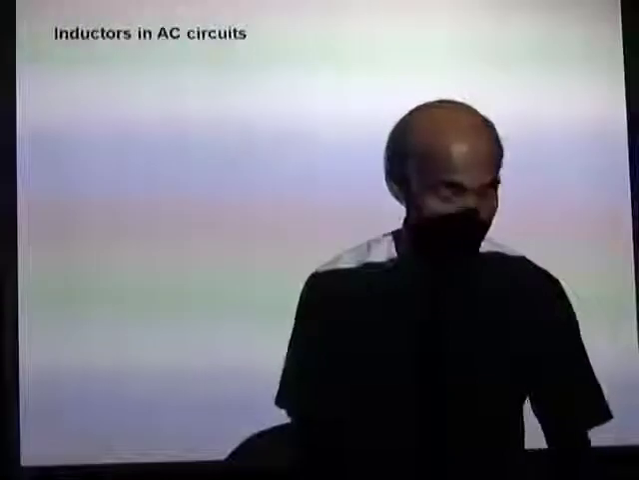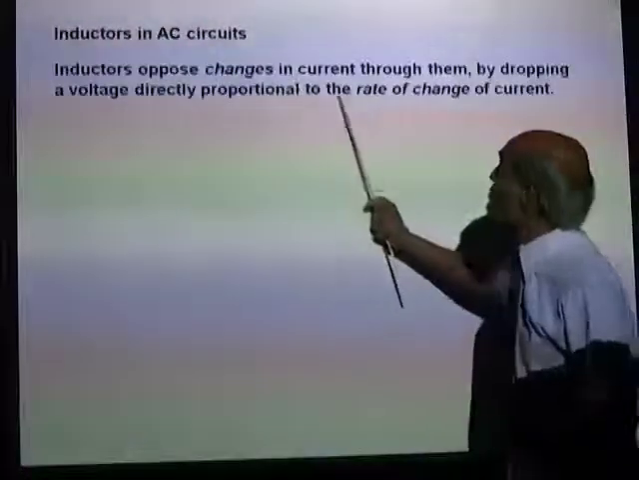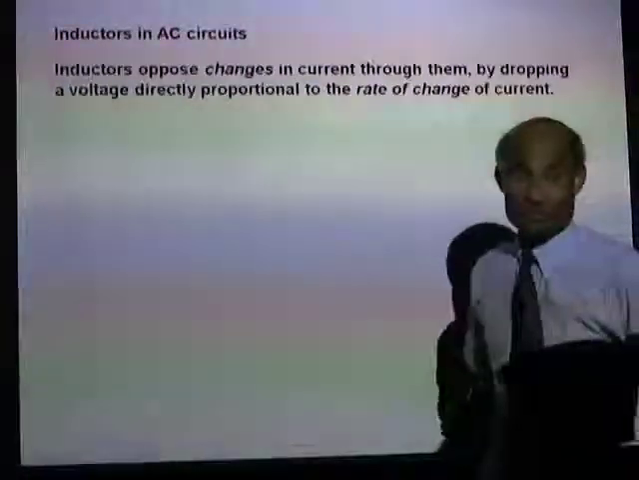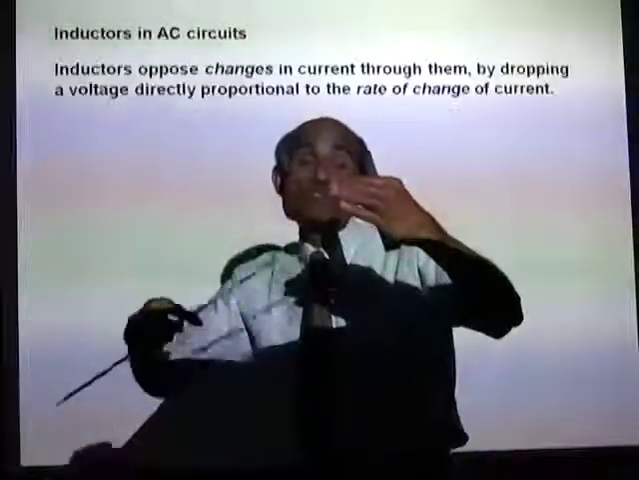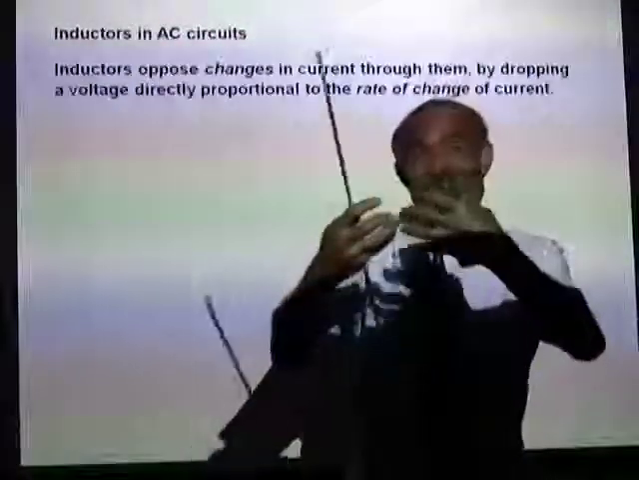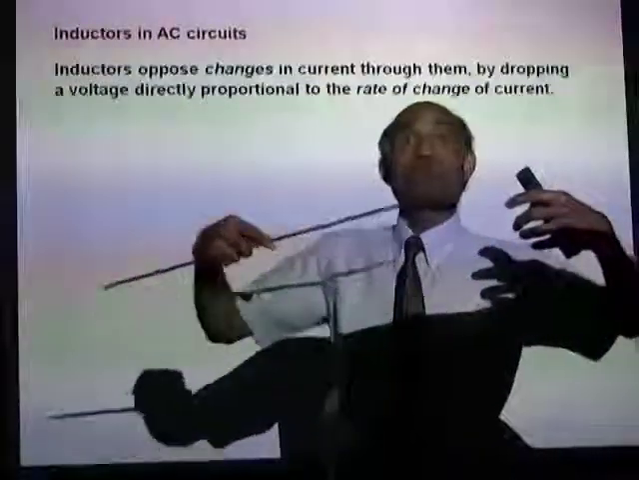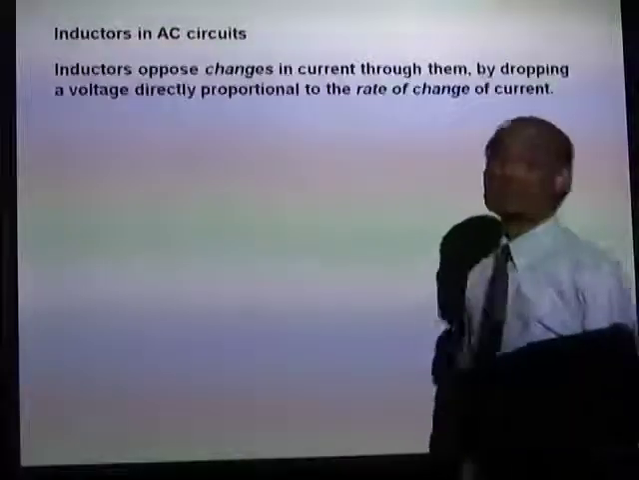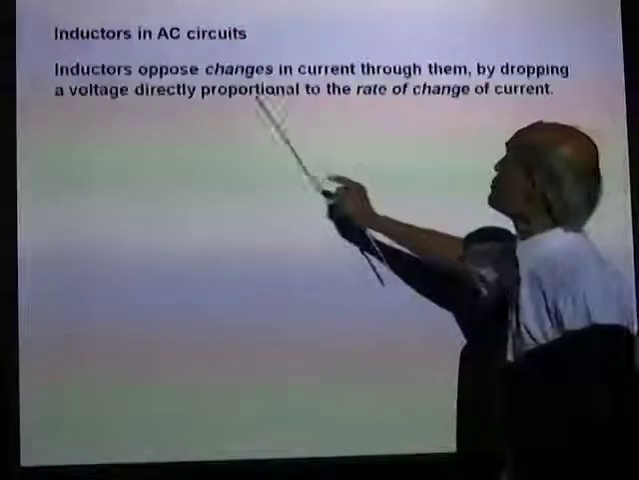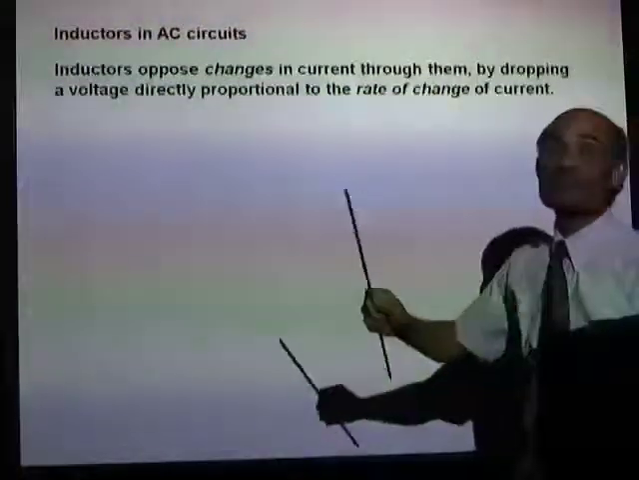And the inductance L is measured in henries. So inductors oppose changes in current through them. If a current is increasing, the induced EMF will oppose that. If the current is decreasing, the self-induced EMF will oppose that. So inductors oppose changes in current through them by dropping a voltage directly proportional to the rate of change of current.